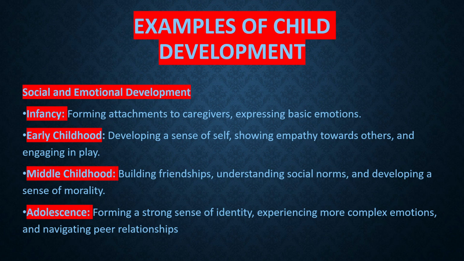All right, let's go to the next one, that is social and emotional development. So infancy: forming attachment to caregivers, expressing basic emotions. Suppose the child is not able to stay with the mother all the time, if somebody is caregiving him or her, the child will develop the emotions, the attachment with the caregiver, not with the mother but with the caregiver, right? They will want to be with the caregiver, they will want to be always around that caregiver, right? So they develop a kind of attachment.